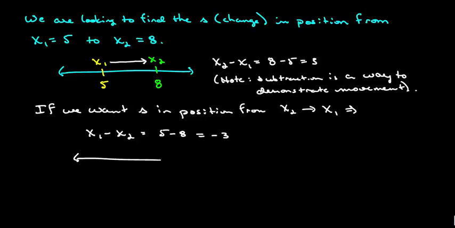So if you look again at our real number line, here's x1, which is 5, and then here's x2, which is 8. And we're moving from x2 to x1. Okay, so we're going to go left this time. And that's why we have a value of negative 3.